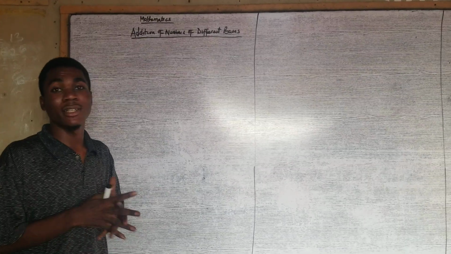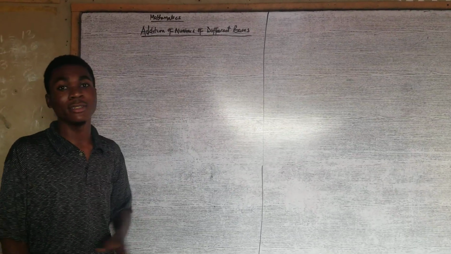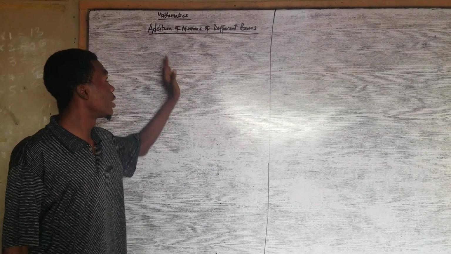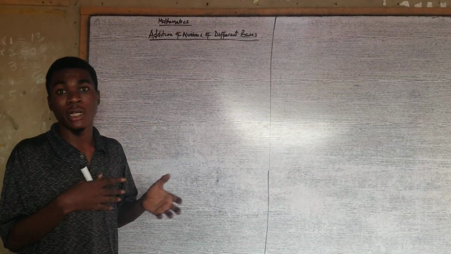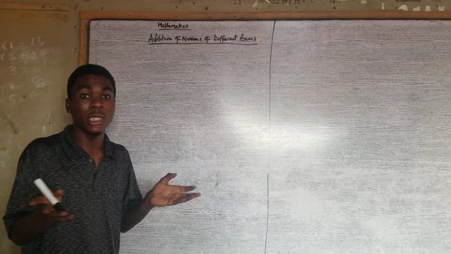Everybody. In our last class, we talked about addition of numbers in base 2. So today, we'll be talking about addition of numbers of different bases. That is, we are adding two numbers. It might be two numbers, it might be three numbers in different bases.